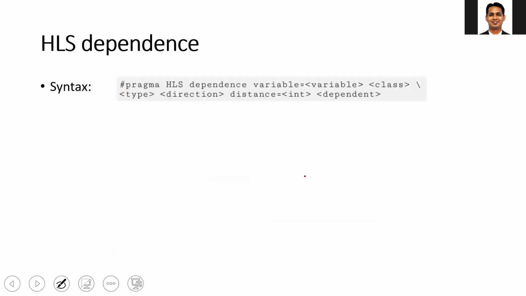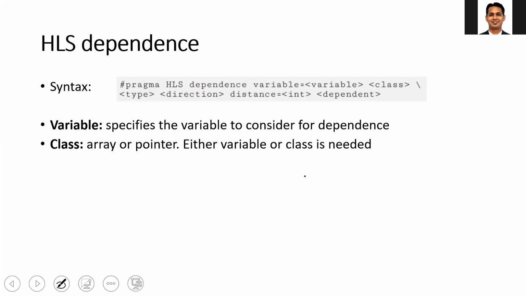So what is the syntax? In the syntax, you can see that you are mentioning HLS dependence. You are mentioning the variable name or class. Then what is the type of the dependence, direction, then distance, and whether the dependence is true or false.